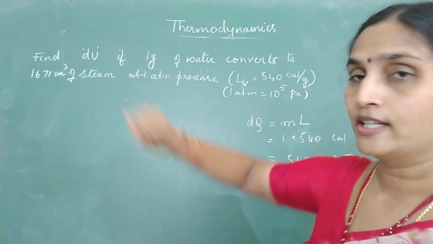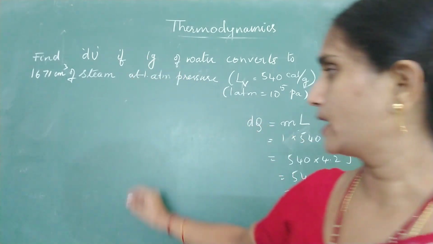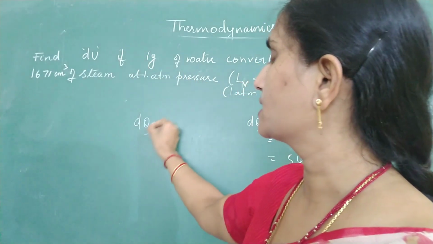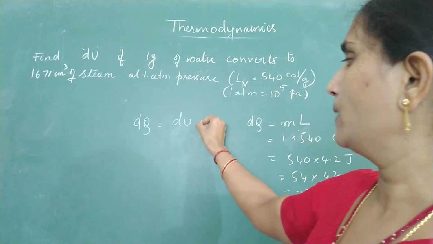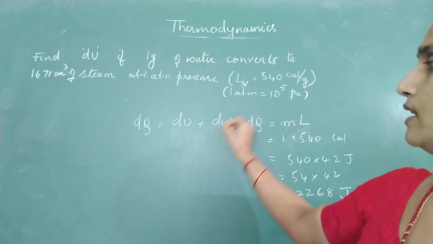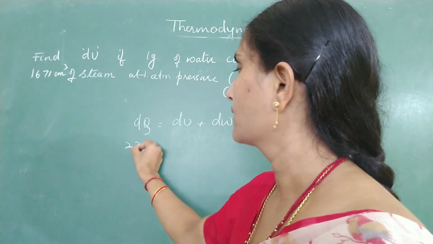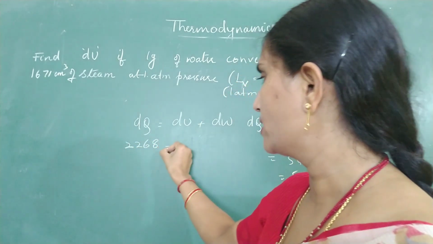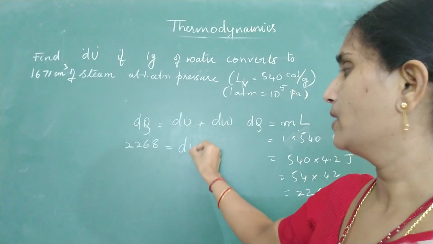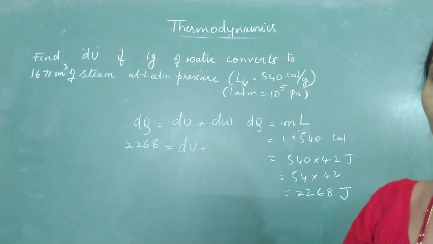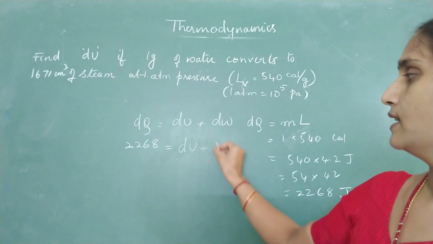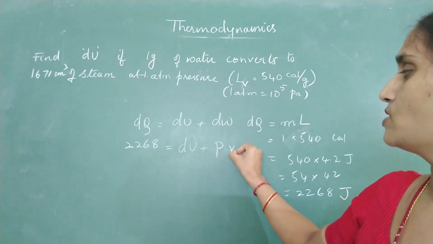And now to calculate the internal energy, I will be making use of the first law of thermodynamics. What is the first law of thermodynamics? dQ is equal to dU plus dW. dQ we already got the answer, 2268, equal to dU, which we have to evaluate. The process is taking place at atmospheric pressure. Can we write work done as pressure into change in volume?